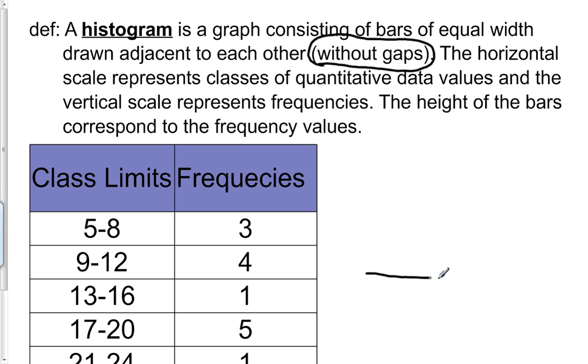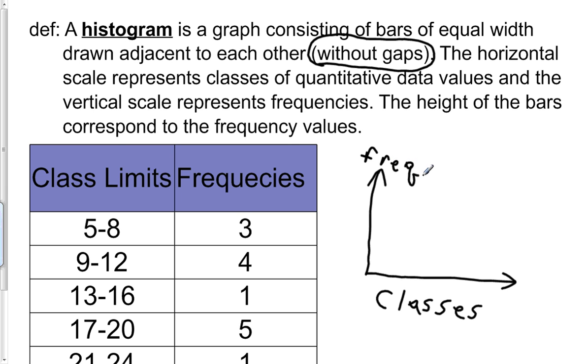So if you have a graph, we know we have an x and a y-axis. The x-axis is going to represent the classes. And these classes have to be classes of quantitative data. And the y-axis, or the vertical scale, represents the frequencies. So we're going to have the frequencies on our y-axis, right? So the x-axis will represent the classes. The y-axis will represent the frequencies of those classes.